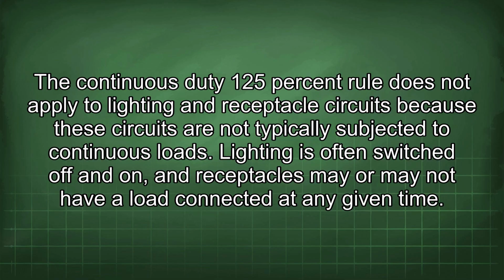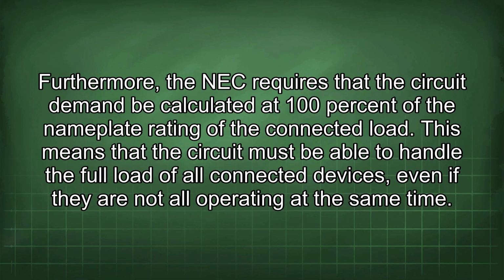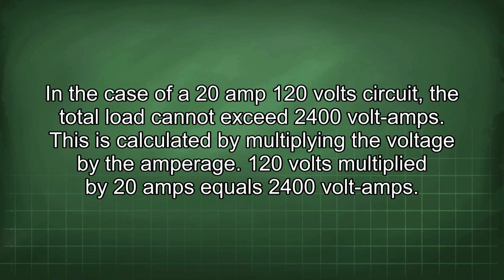at any given time. Furthermore, the NEC requires that the circuit demand be calculated at 100% of the nameplate rating of the connected load. This means that the circuit must be able to handle the full load of all connected devices, even if they are not all operating at the same time. In the case of a 20 amp 120 volt circuit, the total load cannot exceed 2400 volt amps. This is calculated by multiplying the voltage by the amperage. 120 volts multiplied by 20 amps equals 2400 volt amps.